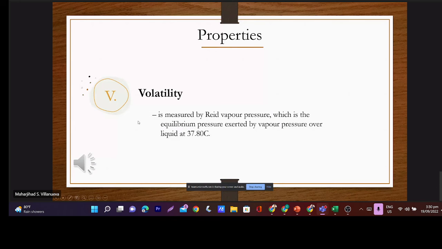Volatility is measured by Reid vapor pressure, which is the equilibrium pressure exerted by vapor over liquid at 37.8 degrees C. It describes how easily a substance will vaporize, that is, turn into gas or vapor. One example is alcohol or gasoline. It usually applies to liquids.